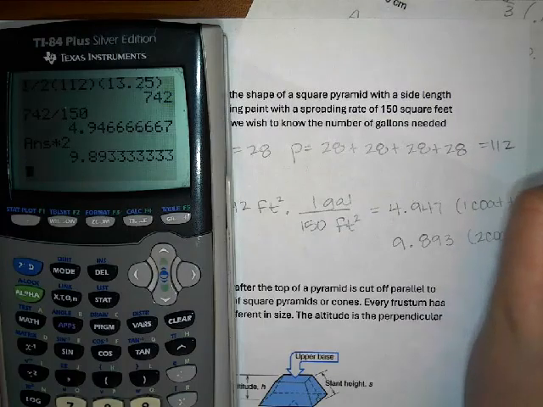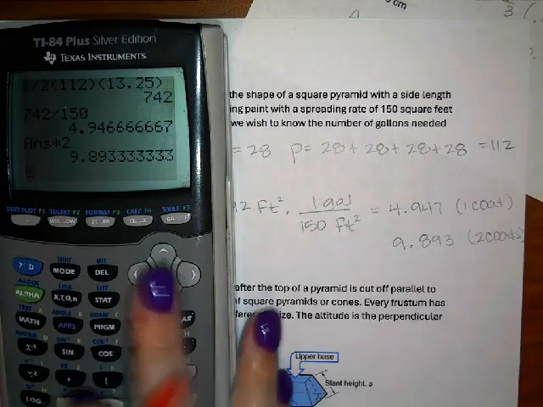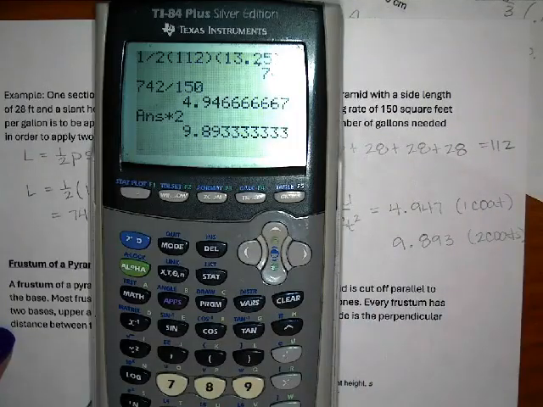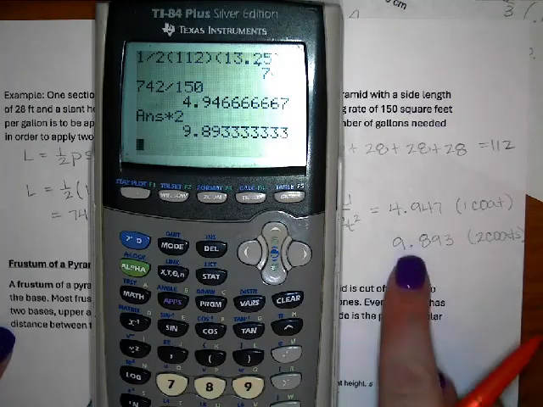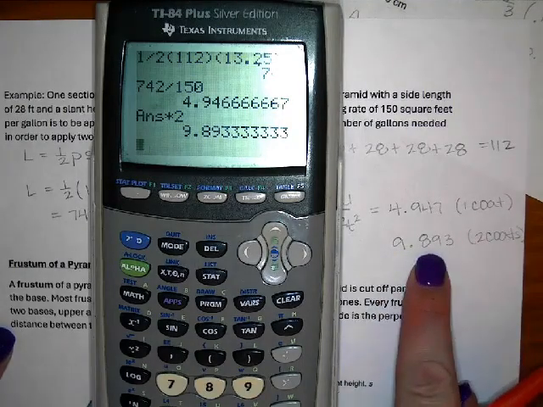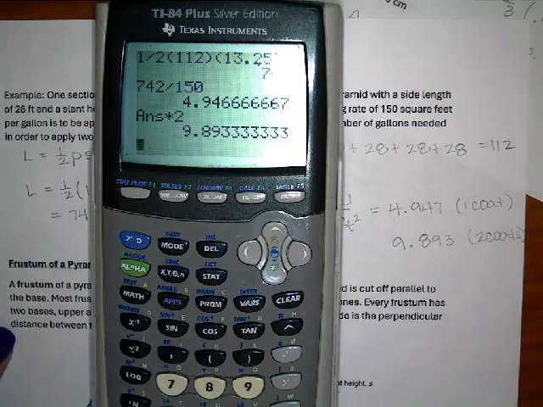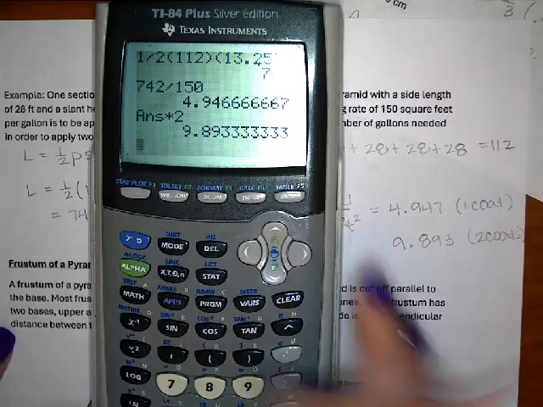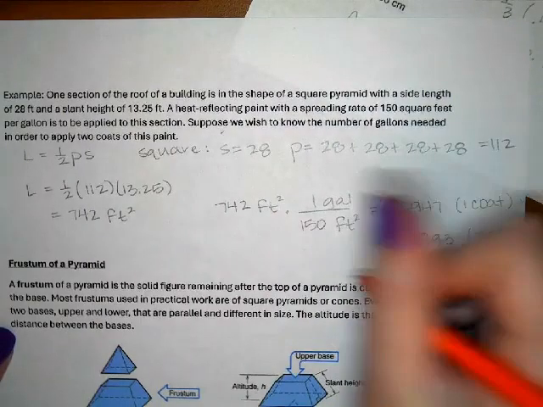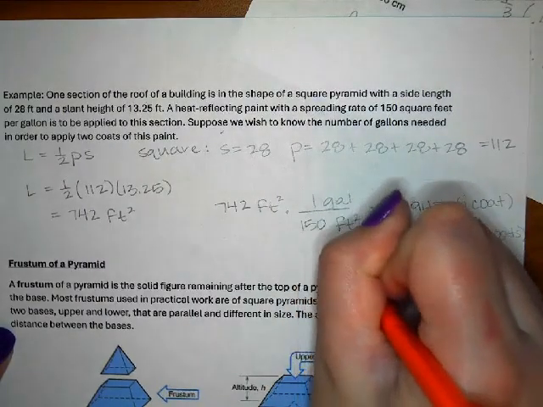So when we talk about gallons of paint, if I was to buy 9 gallons, then I'd be a little bit short. So I want to buy more than enough paint so that I can paint the roof and have a little bit left over. So I need to buy 10 gallons of paint. So buy 10 gallons.